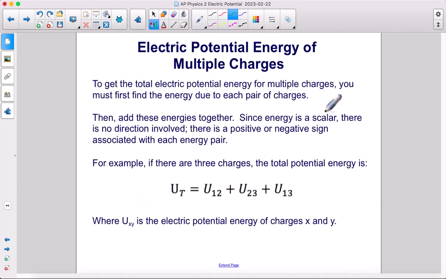To get the total electric potential energy for multiple charges, you must first find the energy due to each pair of charges. Then, add these energies together. Since energy is a scalar, there's no direction involved. There is a positive or negative sign associated with each energy pair. For example, if there are three charges, the total potential energy is going to be the potential energy between charges 1 and 2, plus the potential energy between charges 2 and 3, plus the potential energy between charges 1 and 3.